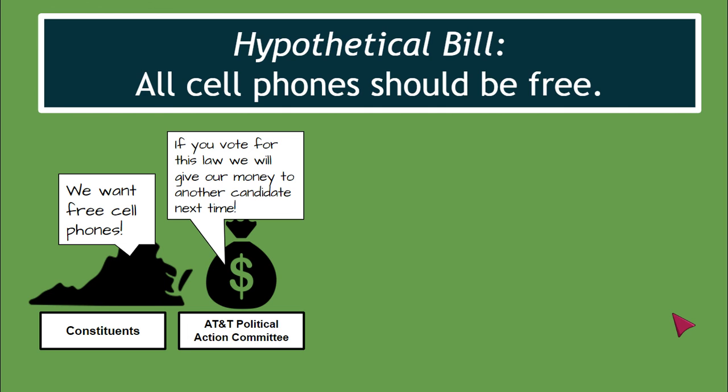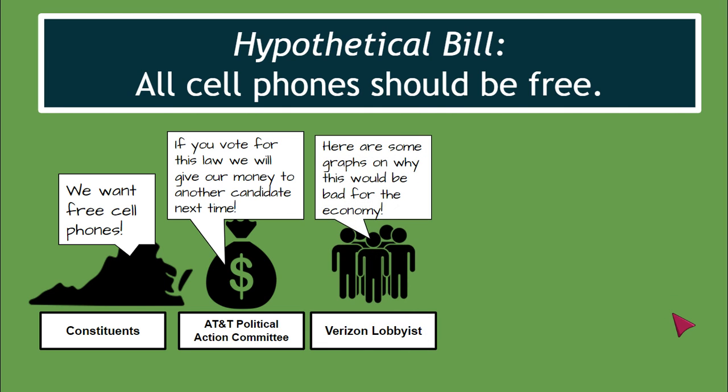Let's say also that they run into the lobbyist for Verizon. And the Verizon lobbyist gives them a document that has graphs and charts and all this information on why this bill would be bad for the economy. So now you have a 3rd group that's trying to influence the congressman and get him to vote a specific way.